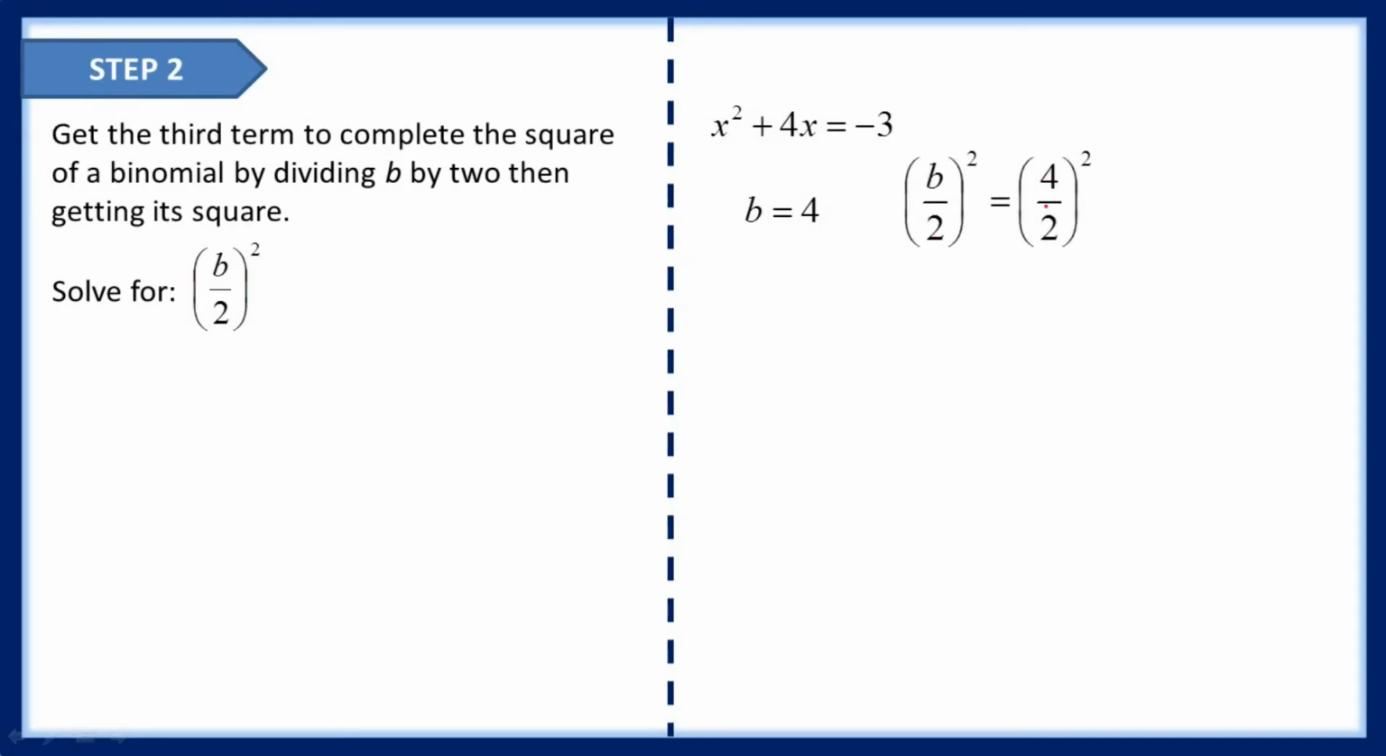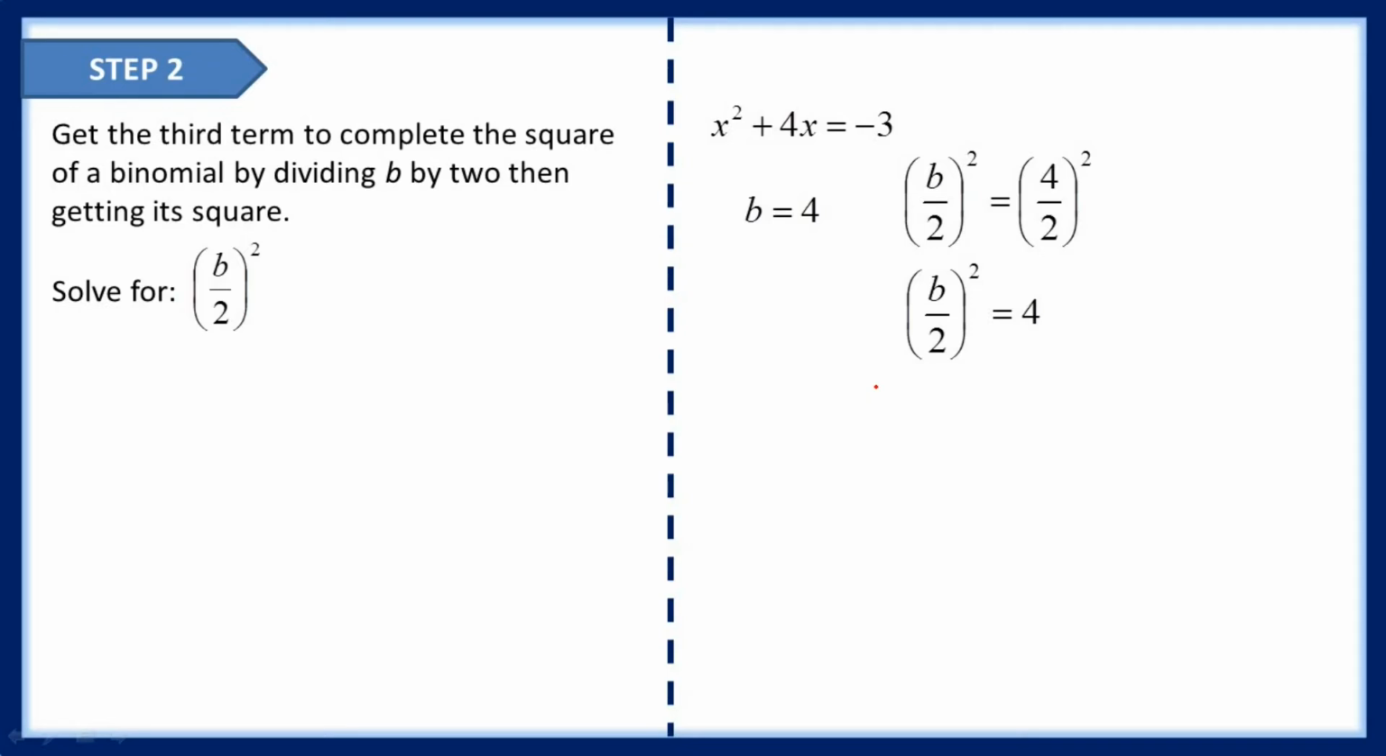b is 4 over 2 squared. 4 over 2 is 2, and then squared. 2 squared is just equal to 4. Our b over 2 squared is equal to 4. Tandaan na natin si b over 2 squared kasi this is essential sa completing the square.